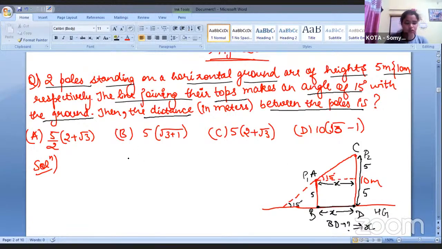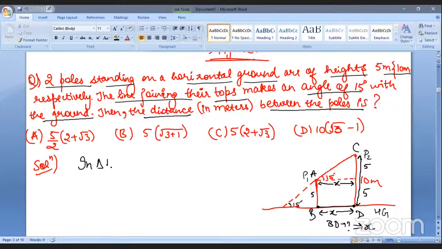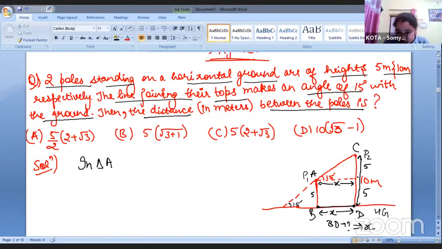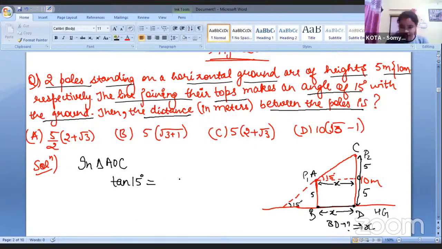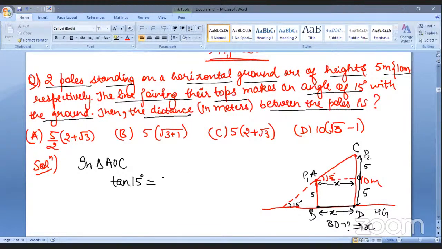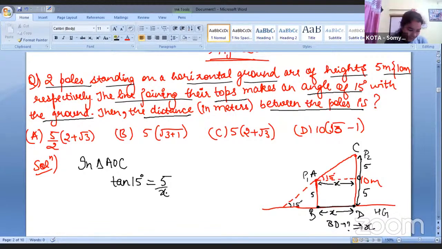So what we can do, in triangle, let me name it also O, in triangle AOC, tan 15 will be what? Root 3 minus 1 by root 3 plus 1. What will be tan 15 by looking at this triangle? Tan 15 here will be 5 by x. Right, this would be 5 by x.